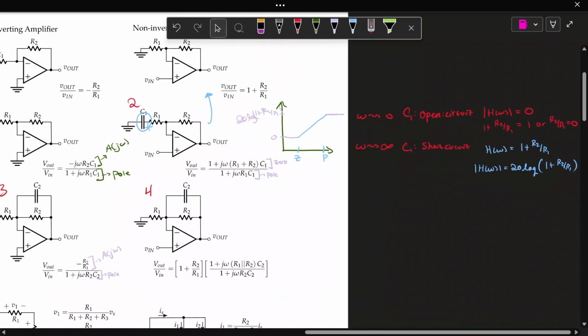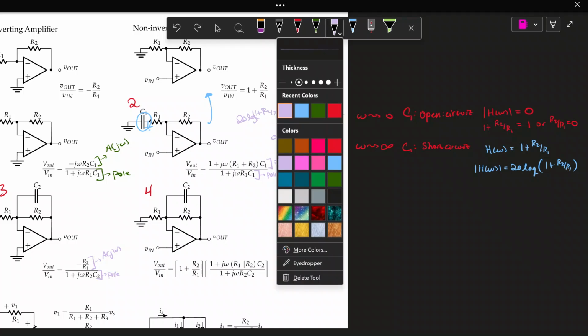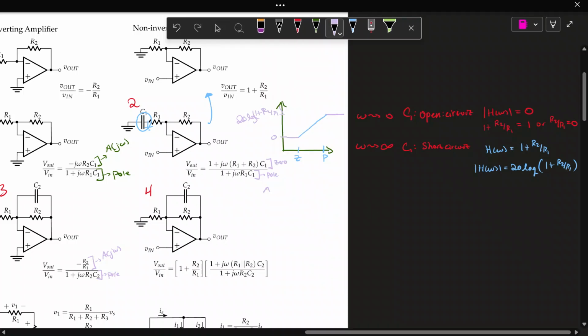If you want to go through 4, it's the exact same process. We assume omega goes to 0, and we notice C2 becomes an open circuit, and we're left with, again, this non-inverting amplifier. So when omega approaches 0, we have this high value. Then when omega approaches infinity, it shorts R2, which creates 1 plus 0 over R1, which becomes 1, or 20 log of 1 is 0.